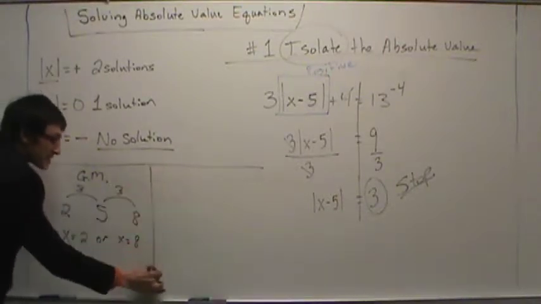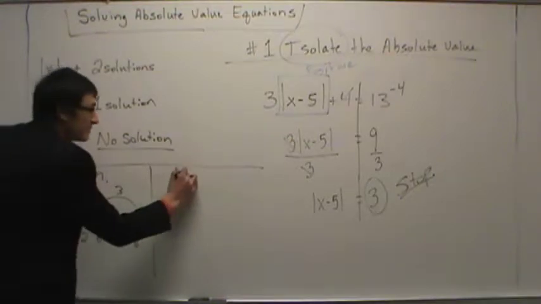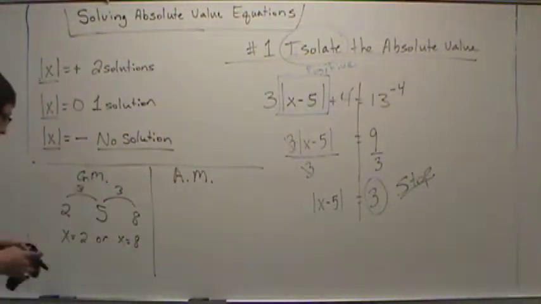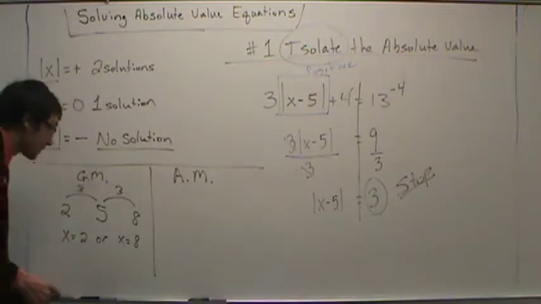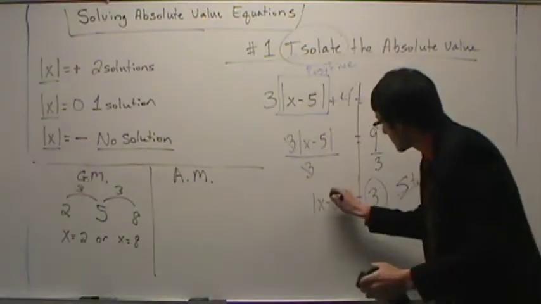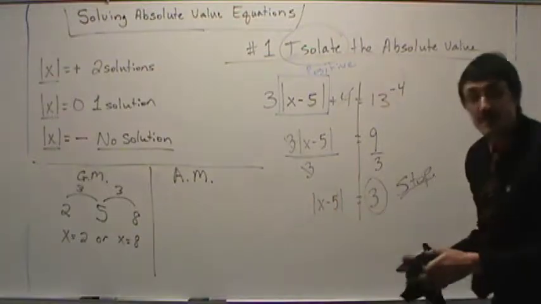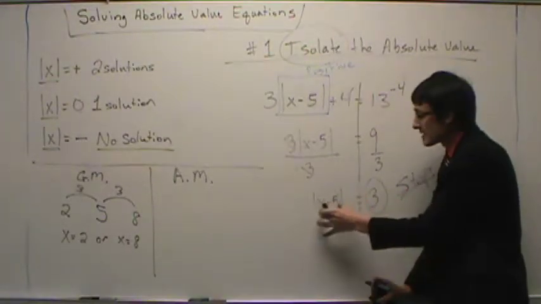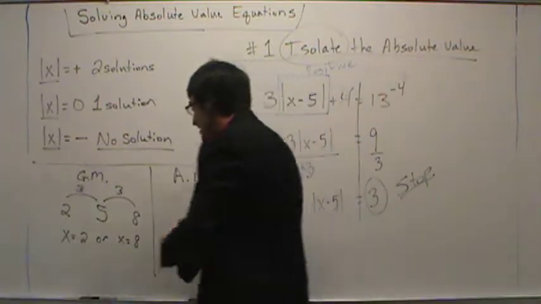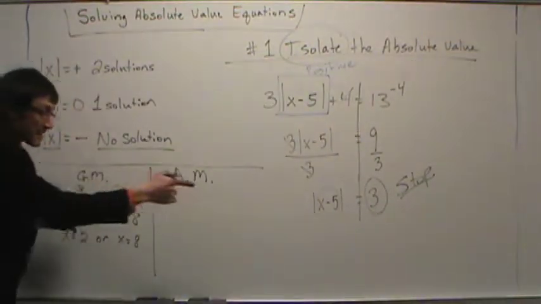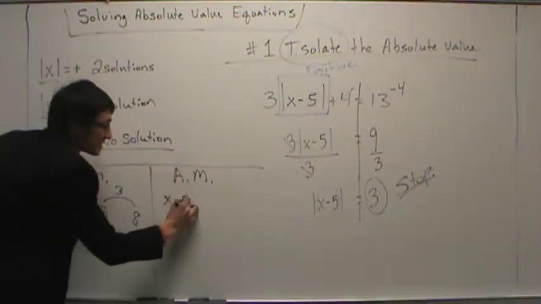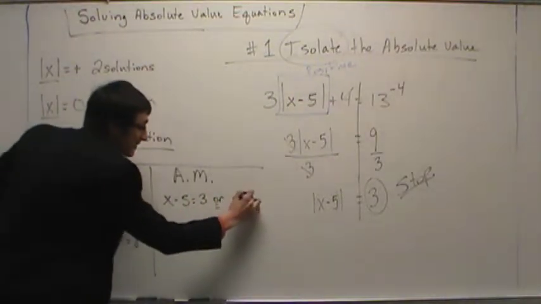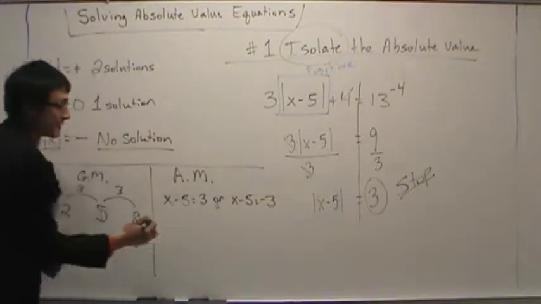Now, second method is what? Algebraic method. Okay, algebraic method says we're going to look at what's on the inside. So what's on the inside? There it is, x minus 5. What's inside has to either equal 3 or what's inside has to equal negative 3. So we're going to write x minus 5 is equal to 3, or, connected word is or, x minus 5 equals negative 3.